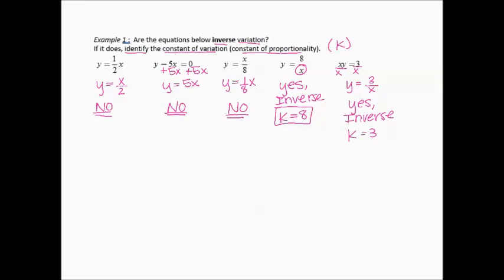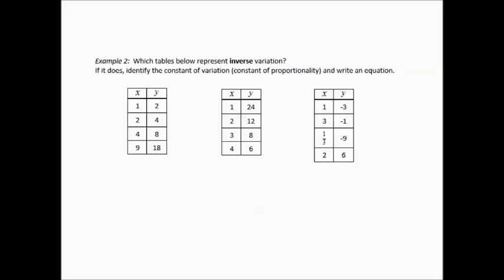Next, we're going to take a look at some tables. So here in example 2, it asks which tables below represent inverse variation. If they do, identify the constant of variation, and we need to write an equation. So we need to identify k and write an equation in y equals k over x. So we have to do two things here. We're going to look at this second table first. The other two examples you will talk about in class.